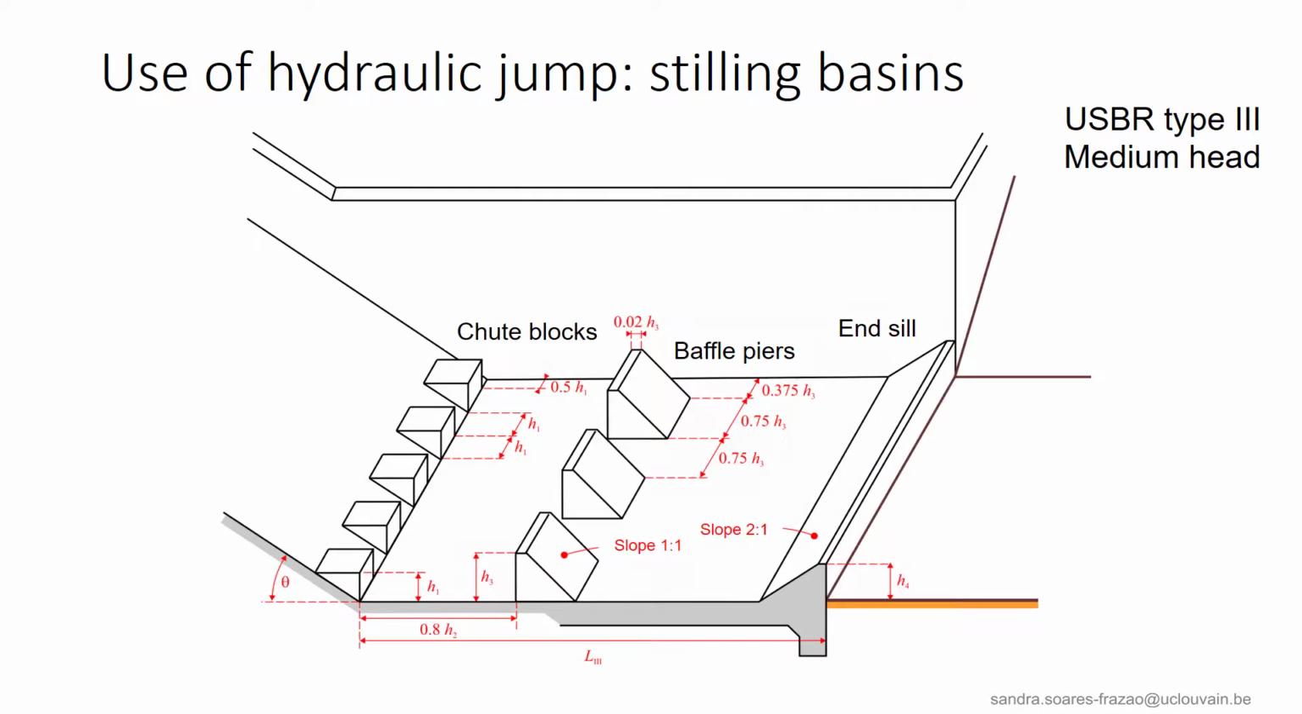Another example is the USBR Type 3 basin with intermediate baffle piers used for medium heads. The end sill here forces the bottom jet to detach from the bed, while the intermediate baffle piers break part of the bottom jet. However, such baffle piers can only be used for impact velocities smaller than 15 meters per second, and that's why these are only used for medium head. With a high head, the velocity would be much larger than this 15 meters per second.